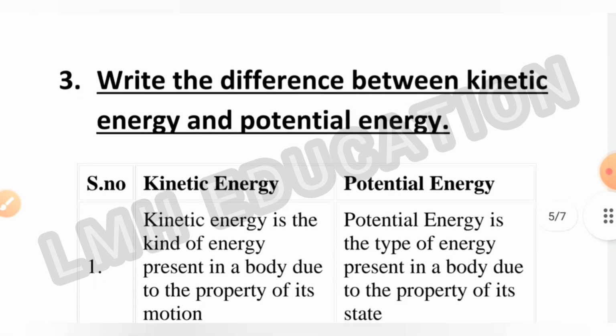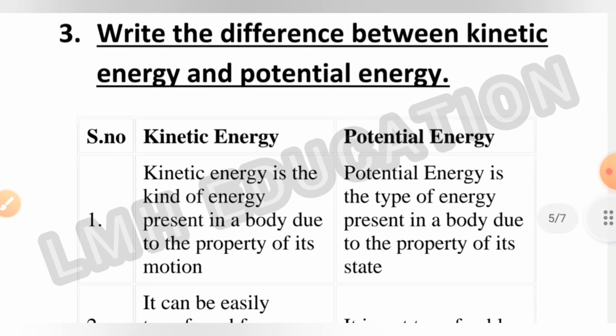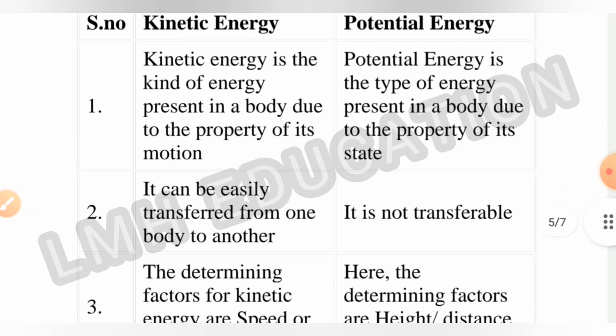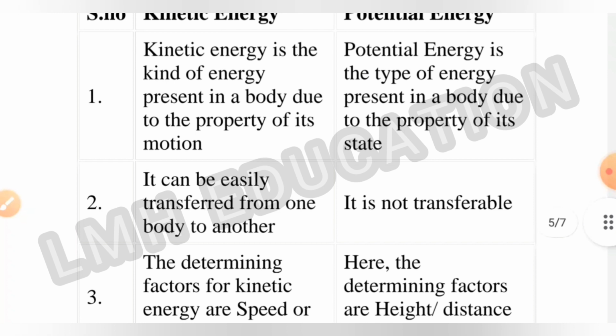Now, we will move on to question number 3, in which you have to tell the difference between the kinetic energy and the potential energy. So, here are 3 differences between the kinetic energy and the potential energy. The first one is, the kinetic energy is the kind of energy present in a body due to the property of its motion. On the other hand, potential energy is a type of energy present in a body due to the property of its state.